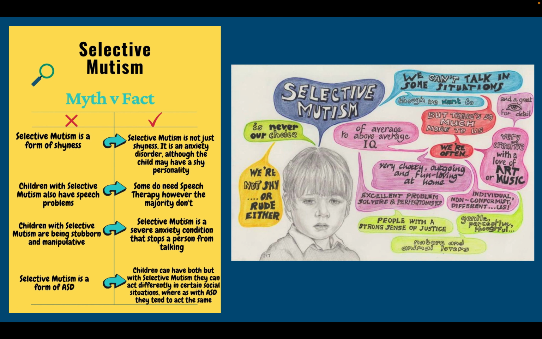I really liked this sketch. I found this online. It's actually from a student who has selective mutism. And I just really like how this kind of outlines the idea of what it feels like to have selective mutism and not necessarily be understood. So again, it's never their choice. It's going back to that idea that they're not being stubborn, and it's not manipulation.